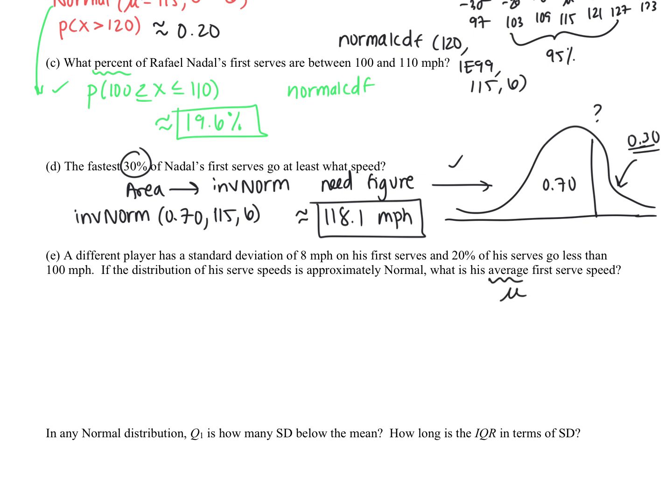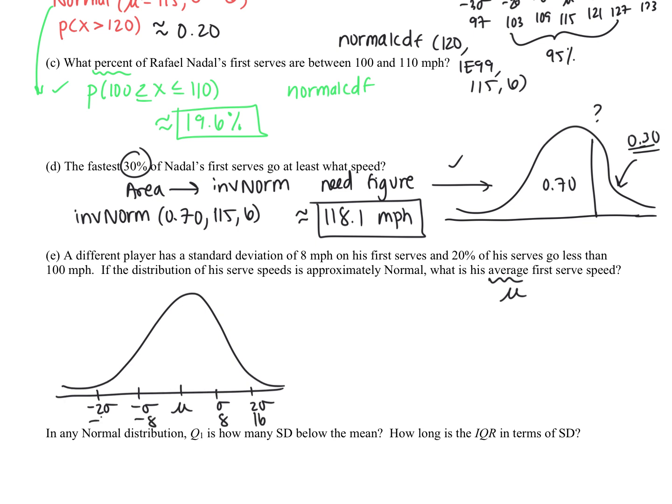So we're looking for mu. I would suggest that we start with a normal distribution. Okay, so we have the mean. We don't know what that mean is. And then we have 1 standard deviation, 2 above, so on and so forth. Okay, so standard deviation of 8, so we're adding 8, we've added 16, we subtract 8, we subtract 16.